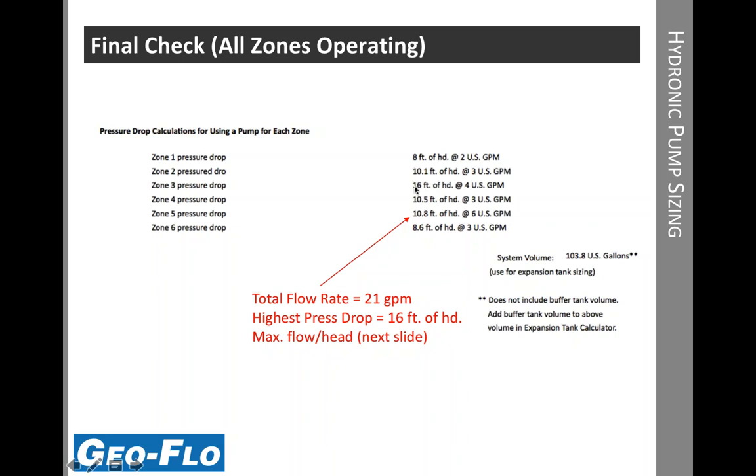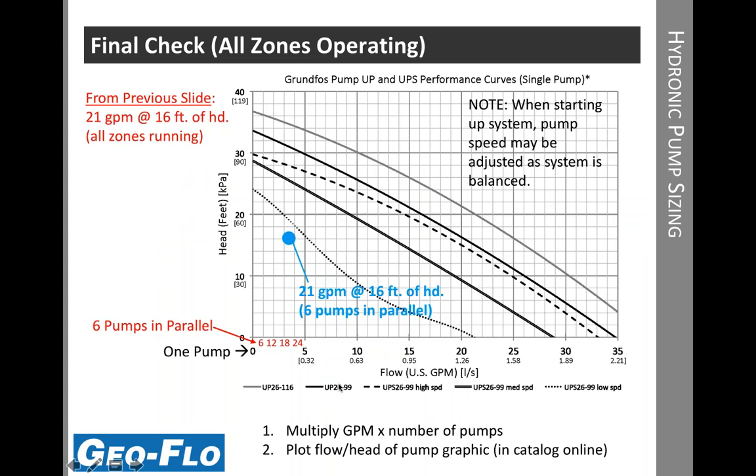So we've gone back and we've sized a pump for each zone. Now we need to make sure that those pumps can perform if all 6 zones are operating. So we want to look at 21 gallons a minute and 16 foot of head. Now this is a chart from the installation manual, or you can find it online. This shows the various little Grundfos circulators. This is a 26116, a 99. These 3 curves here are the 3-speed pump.